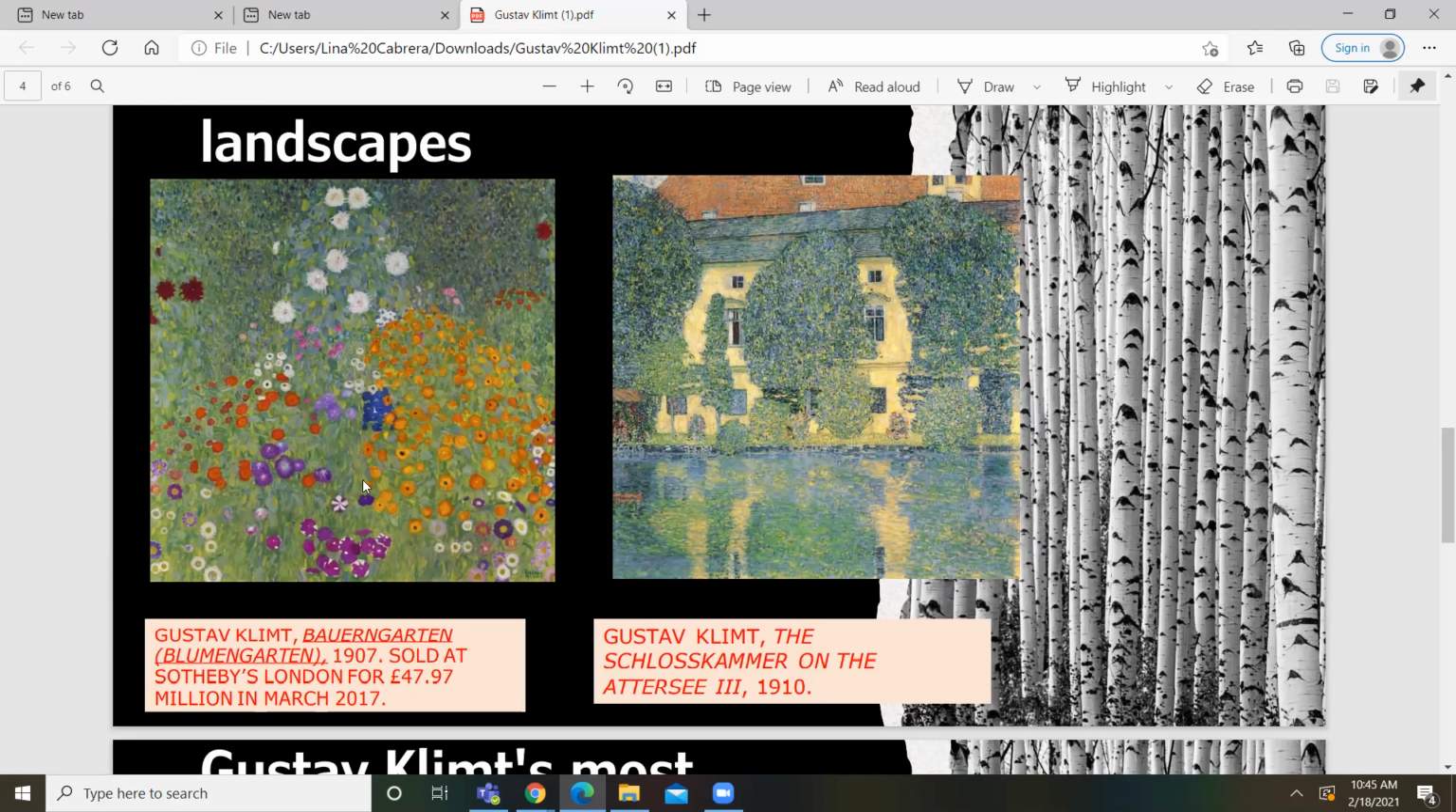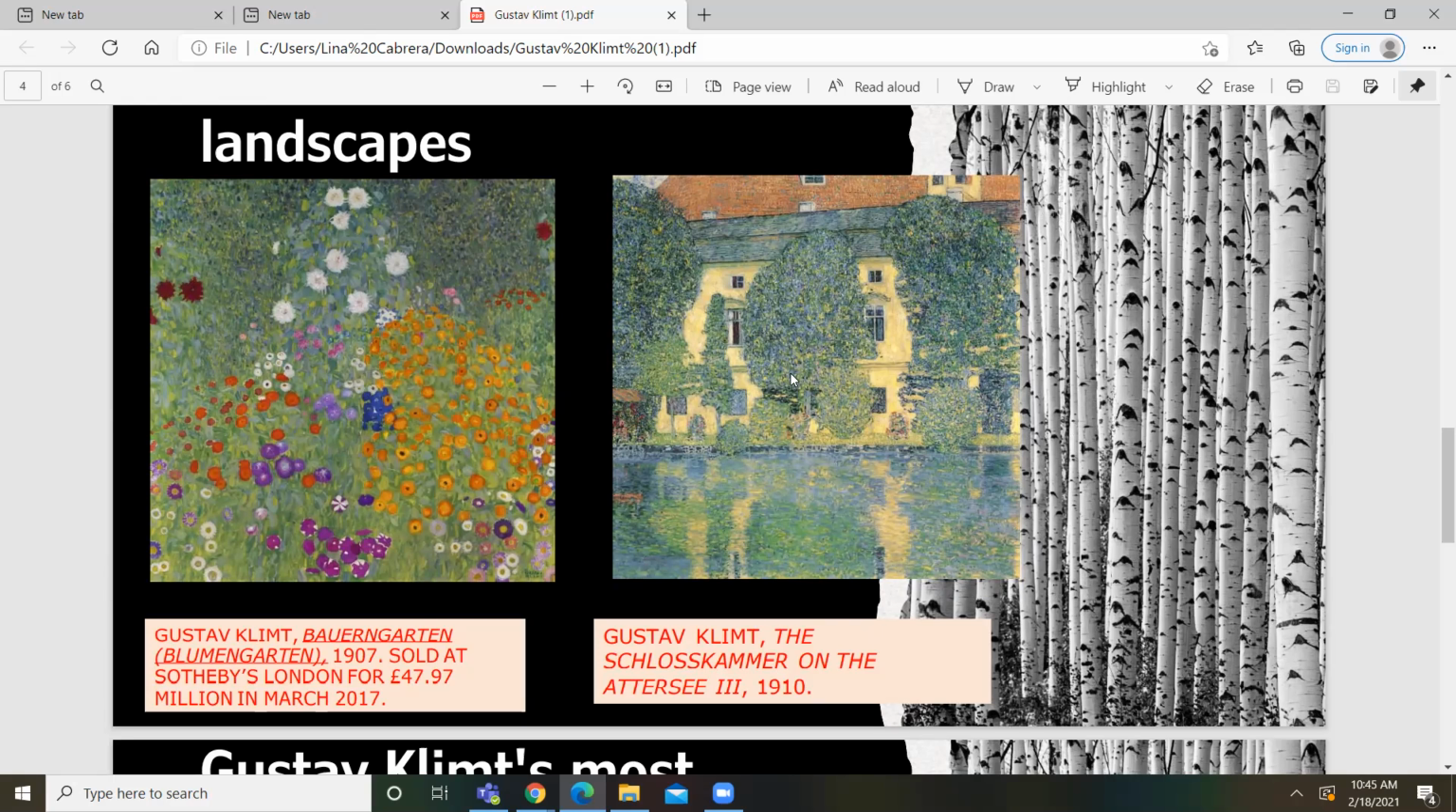It sold at Sotheby's London for $47.97 million in March 2017, which was almost 4 years ago. So imagine if that were to be sold now, I'm sure it would be more expensive. Now, he was also commissioned to paint this one.